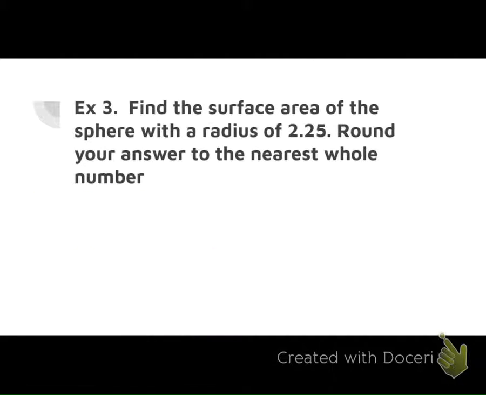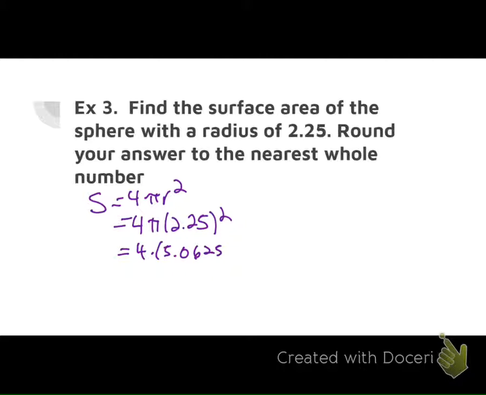Okay. On to example 3. We now have the surface area we want to find with a radius of 2.25. So once again, I have the same formula. S equals 4 pi r squared. What's my r in this one? 2.25. What is 2.25 squared? Yep. And then we have our timesing that by 4, which gives you 20.25 pi. And then we times it by pi, you're left with.